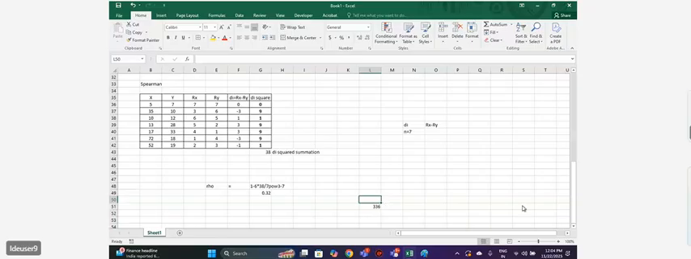6 into 38, what is that? 6 into 38 is 228. That is your numerator, 228. So 228 divided by 336 is how much? 19 by 28. That is 0.67.